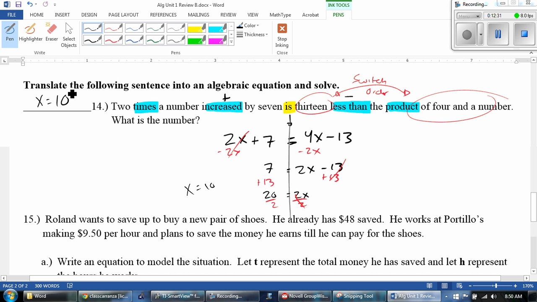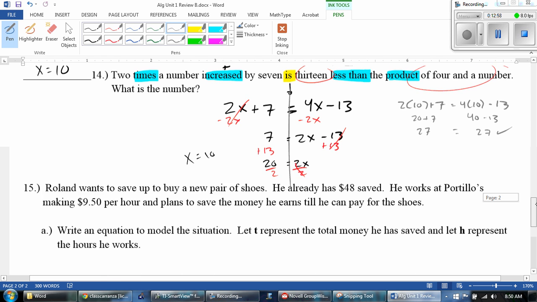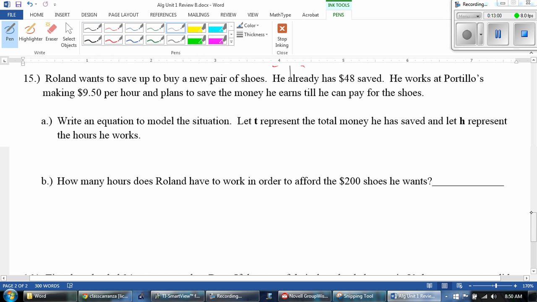Okay? Now, if you wanted to check it, you could do 2 times 10 plus 7 and find out if that equals 4 times 10 minus 13. Because this would be 20 plus 7, which would be 27. 40 minus 13 is 27. So we did it right. Woohoo! You don't have to bug Ms. Carranza or myself. You can figure it out right there.